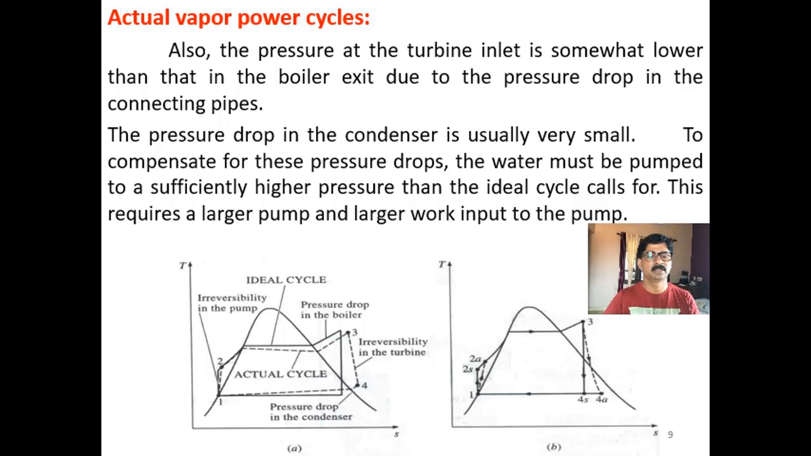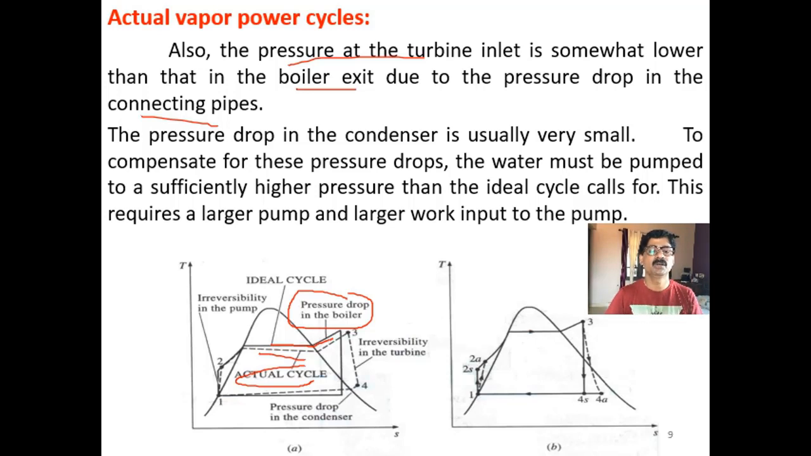As you can see, there is a pressure drop in the boiler. See this thick line, it represents the ideal cycle, whereas this dotted line represents the actual cycle. There is a clear pressure drop in the boiler. Also the pressure at the turbine inlet is somewhat lower than that at the boiler exit due to pressure drop in the connecting pipes. So in the boiler there is a pressure drop, and in the connecting pipe also there is some pressure drop. Because of that the point shifts when it comes to the turbine inlet.